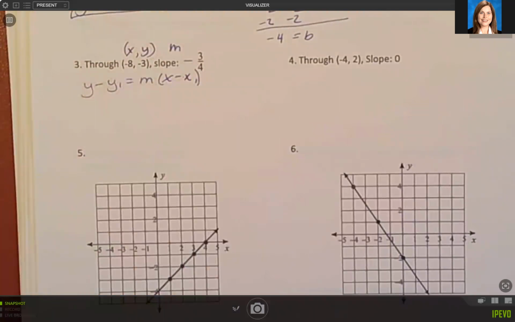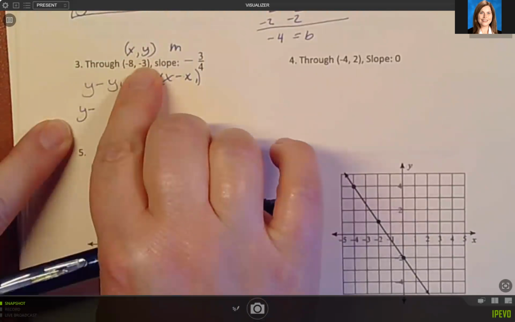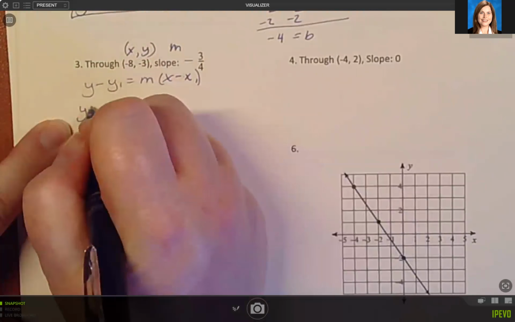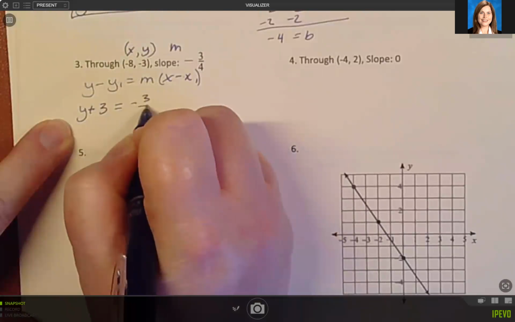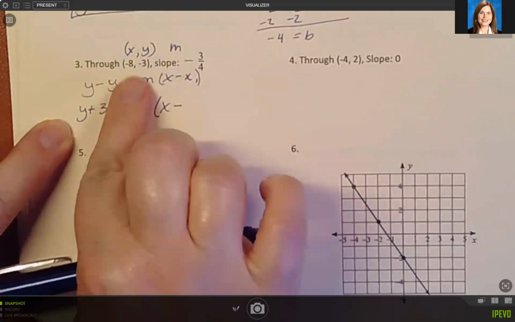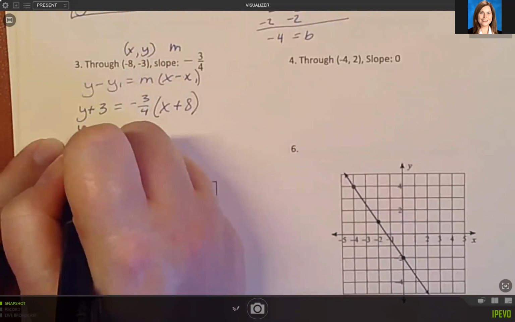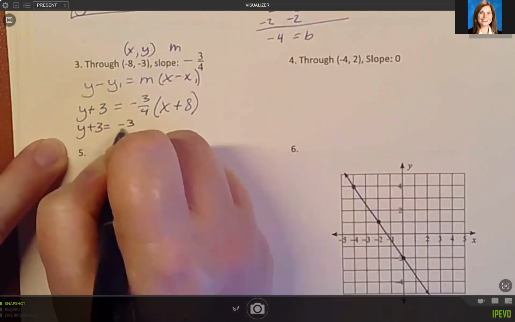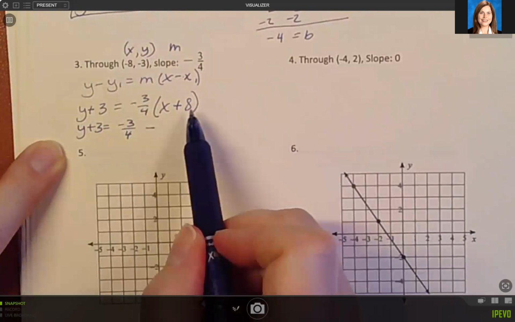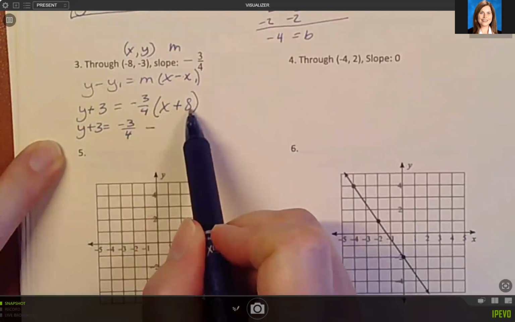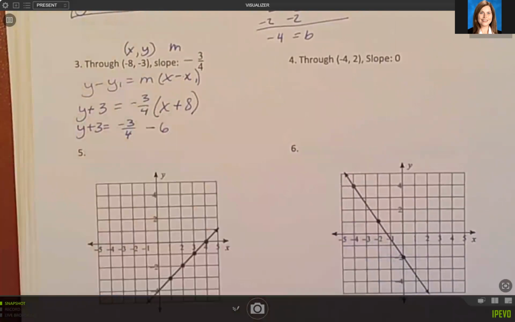minus x sub 1. So we can do y minus, and our y value is -3. So minus -3 is the same as plus 3 equals -3/4 times the quantity x minus -8, which is the same as x plus 8. So then we have y plus 3 equals -3/4 x minus, because a negative times a positive is a negative. We multiply 3/4 times 8. 8 times 3 is 24, divided by 4 is 6.